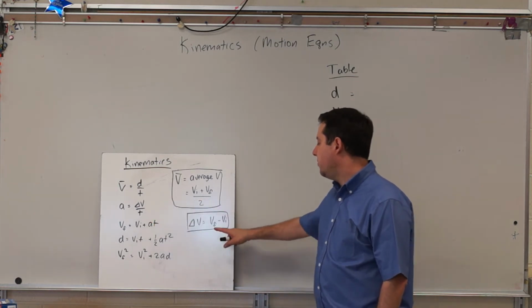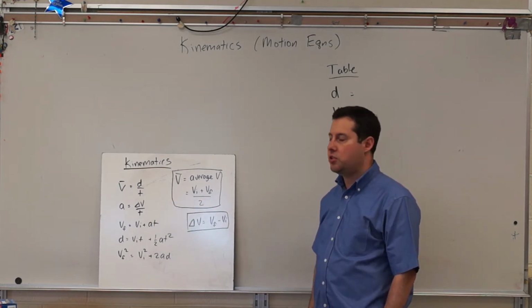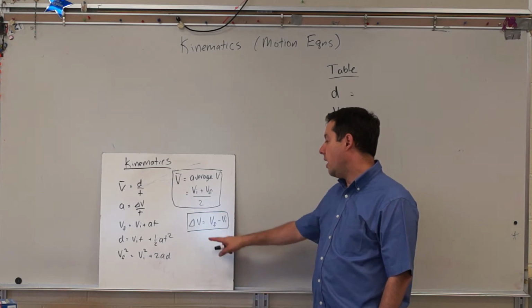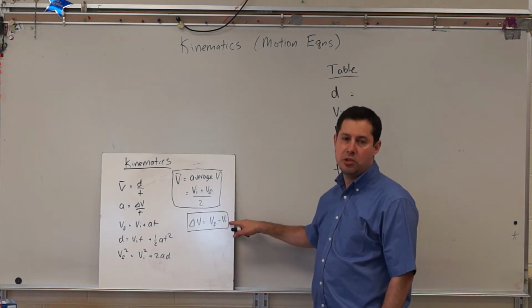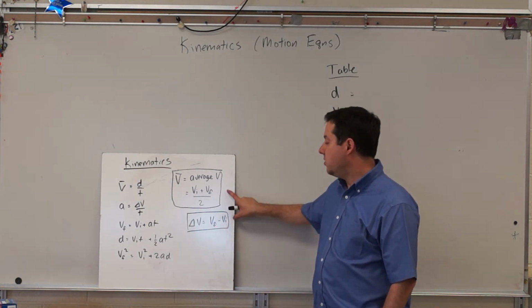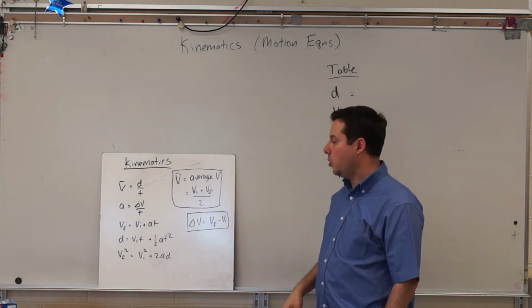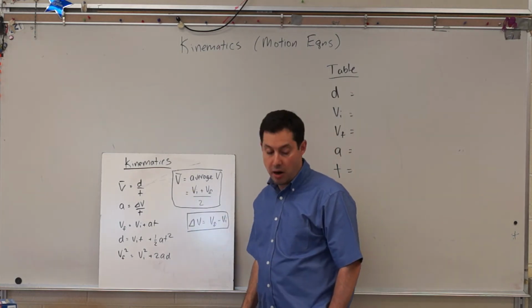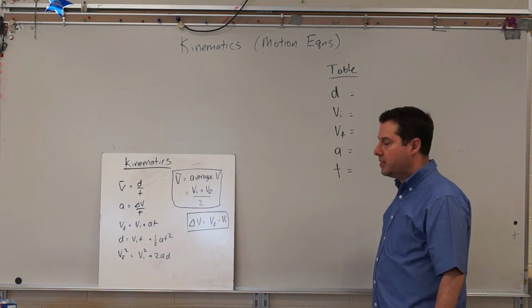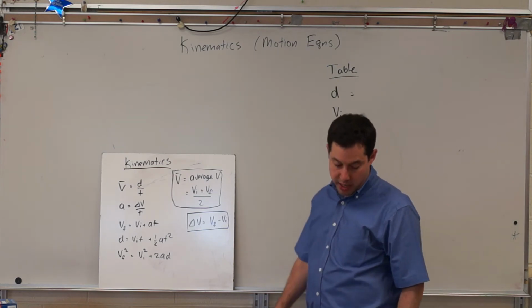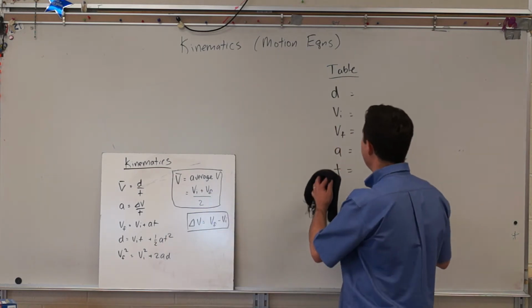Delta v is v final minus v initial. How much does your velocity change? We figure out how much you're going at the end, subtract how much you started, that's delta v. These 2 boxes are not on the reference table. The other 5 are. So let's do a couple of examples to see how this works, right? So let's say you are speeding up.